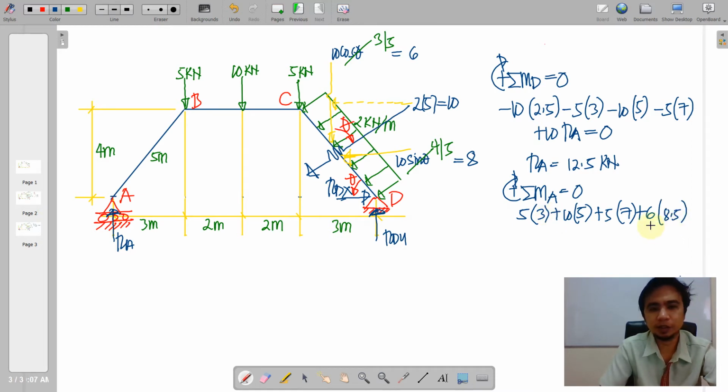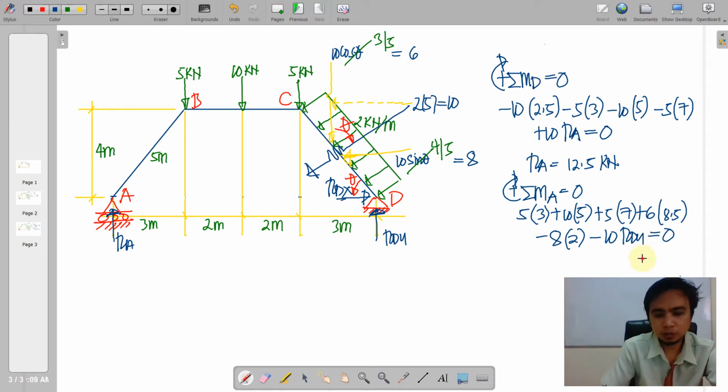So place it here, and then for the horizontal component of 10, we have a counterclockwise rotation. So that is negative 8 times the moment arm. Of course, obviously, this is just the half of 4, and that is equivalent to 2. And then this RDY, we have a counterclockwise times the moment arm of 10. And those will be equal to 0. So therefore, we will be having an RDY of 13.5 kilonewton.